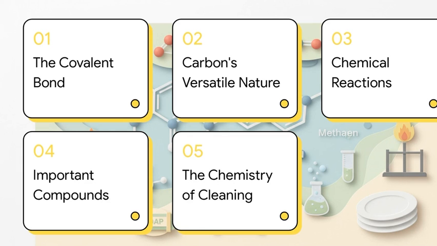So, here's our game plan. We're going to follow the chapter pretty much exactly as it's laid out. We'll start with how carbon forms its special bonds, then we'll see why it's so versatile. After that, we'll hit its key chemical reactions, check out a couple of really important carbon compounds, and wrap up with the cool chemistry behind how soap actually gets things clean.